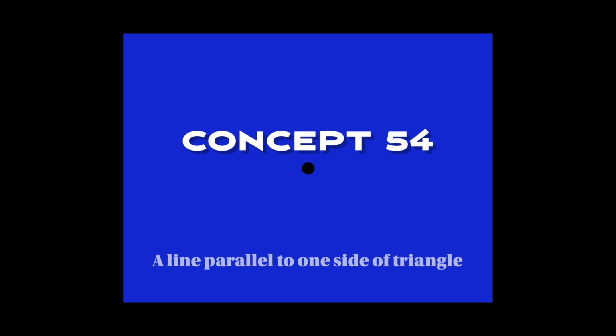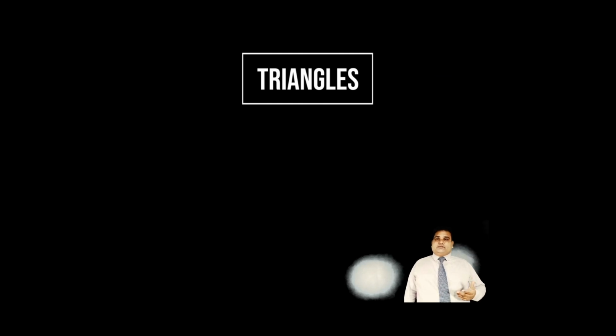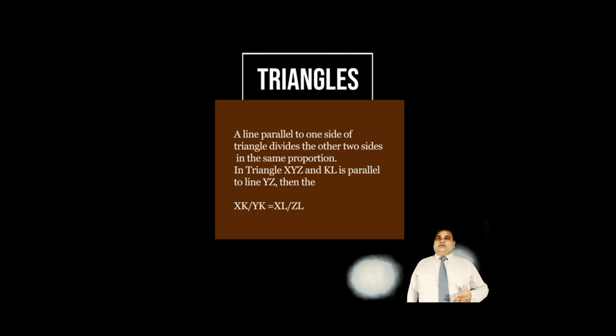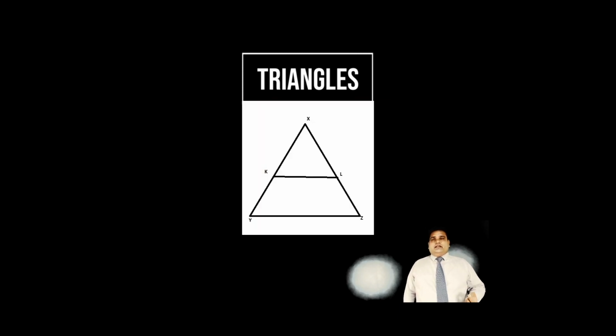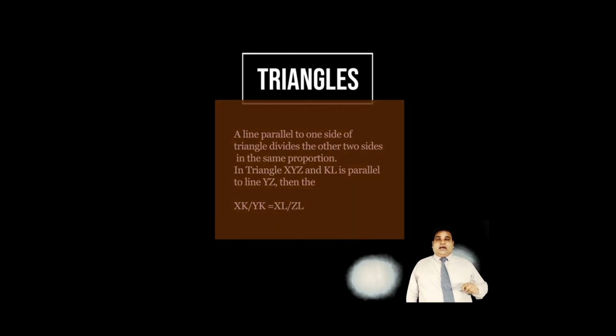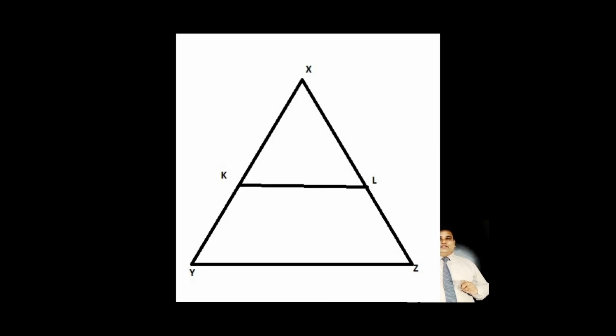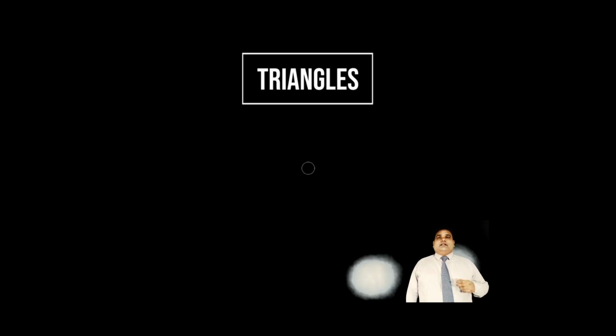Concept 54. A line parallel to one side of a triangle divides the other two sides in the same proportions. Here you can see in the diagram we have XYZ as a triangle and YZ is one side. If we draw KL, which is parallel to YZ, this line is going to divide the other two sides in the same proportion. So here we can say that XK divided by YK will be equal to XL divided by ZL. So it is again an important theorem that a line parallel to one side of a triangle divides the other two sides in the same proportion.